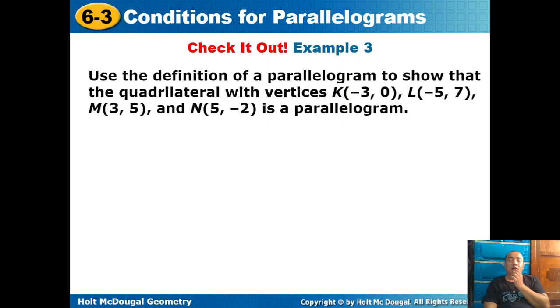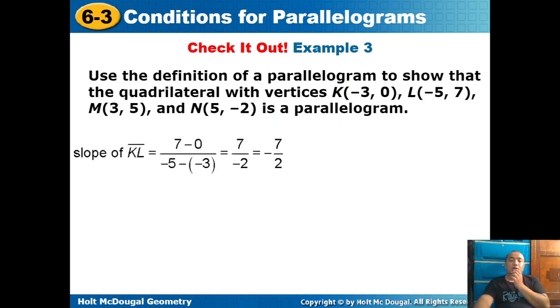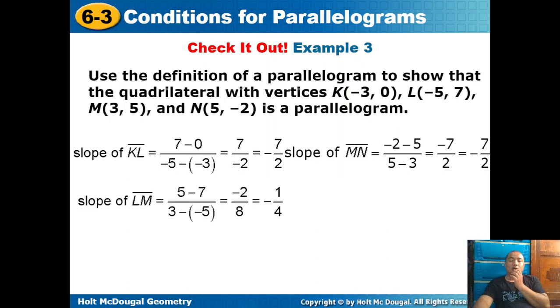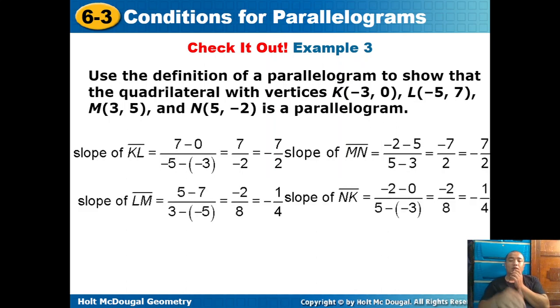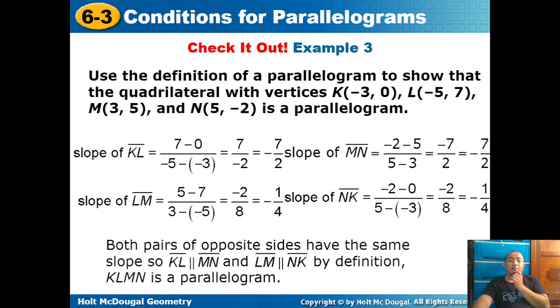Use the definition of parallelogram to show that the quadrilateral with the given vertices is a parallelogram. What is first the slope of KL? Negative 7/2. Slope of MN, negative 7/2. They are parallel. Slope of LM, negative 1/4, slope of NK, negative 1/4. So two pairs of sides are parallel. So it is a parallelogram, yes, by definition. Two pairs of opposite sides have the same slope. So KL is parallel to MN, and LM is parallel to NK.